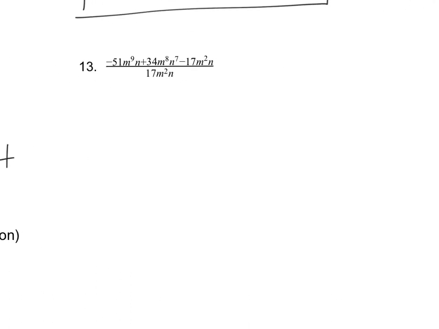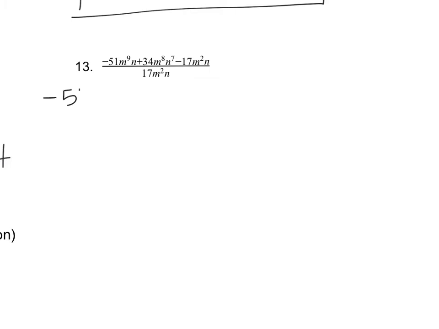Our last two problems are going to deal with division. So something like number 13, where we have our three terms in our numerator divided by a monomial, which is a single term. It means all of the terms are being multiplied together. There's no addition or subtraction. We can actually split it up into separate division problems.